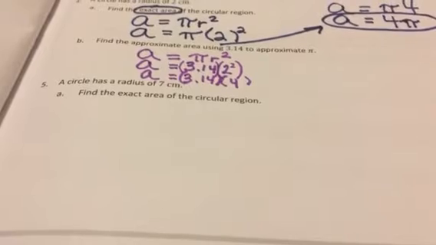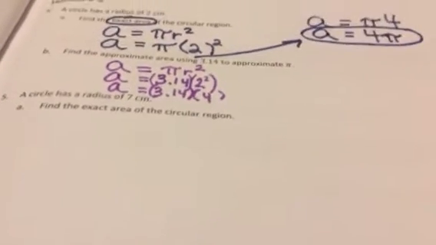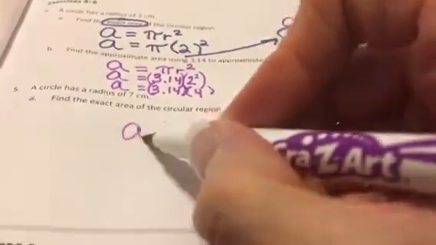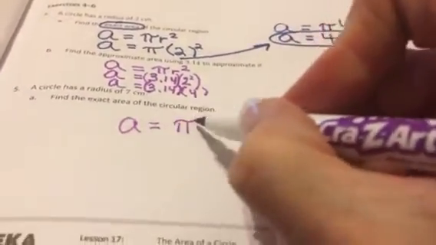Okay. Now we're moving on. Number 5A says, a circle has a radius of 7 centimeters. Find the exact area of the circular region. So let's write the formula. A equals pi r squared.